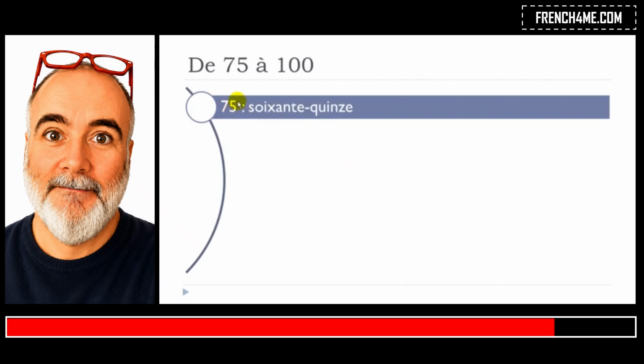So 75 in French, we'll have to use this 60, and then after that, you will have to put this 15. Remember, from 70 to 79, it will work the same way. You will have to put this 60 and then the numbers from 10 to 19 after. So in that case, it's 75: 60, and then 15.